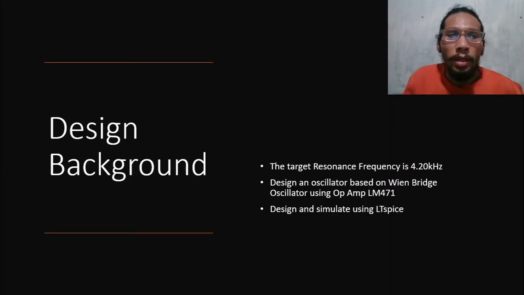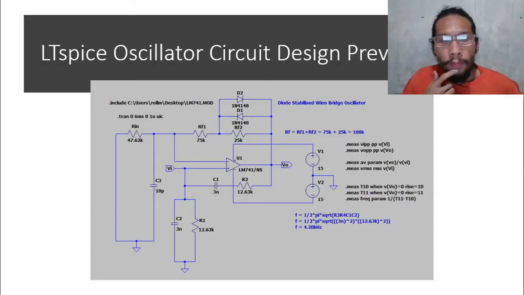So for the design background, the target resonance frequency is 4.2 kHz, and I will use the Wien bridge oscillator as my basis for the design of my oscillator circuit. I will use the operational amplifier LM471 model, and I will use LTspice for the design and simulation. And this is the preview of my oscillator circuit design using LTspice.